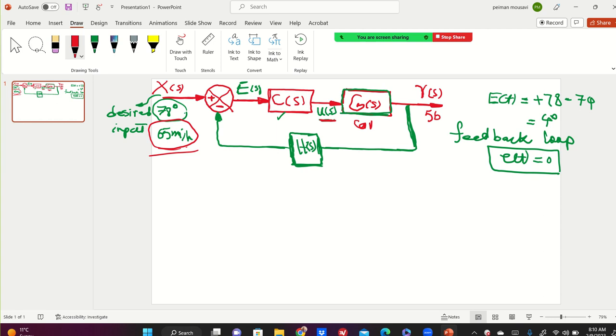Suppose that in the old cars, the control input to the car is your leg. You are pushing the gas pedal more, you are entering more fuel into the engine, so your car speeds up. So U of S is your leg pushing the car gas pedal. But in the cruise system, you don't need to do that.